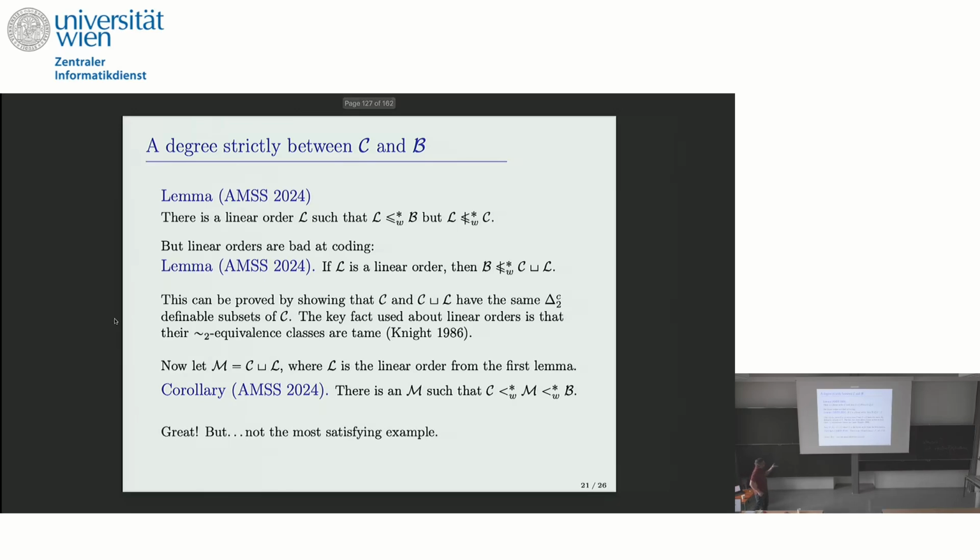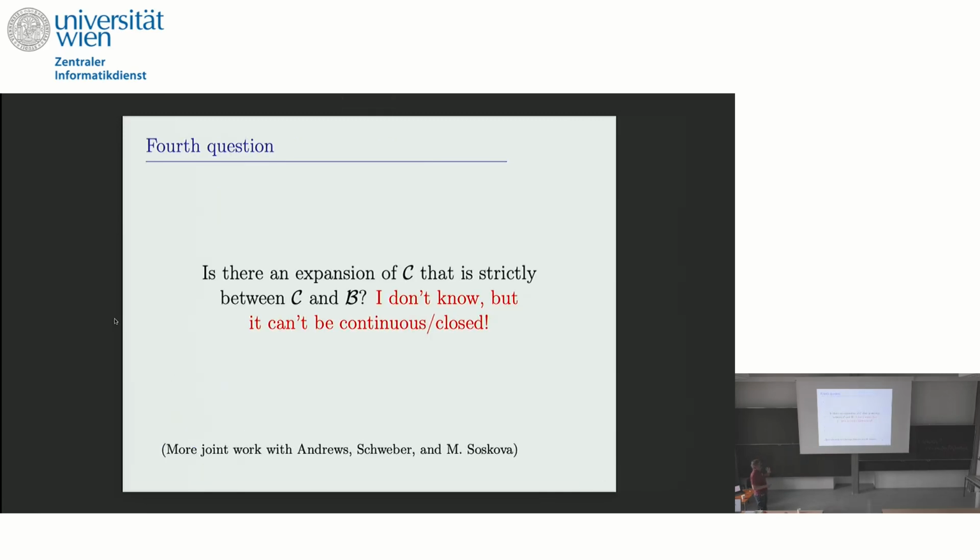So what do I want? I want some nice expansion of Cantor space that gives me something between Cantor space and Baire space. And I've already told you that that can't be too nice, but let's see what we can say. If that linear order stuff was irritating, we're done with it, and now we're going to get into stuff that's actually pretty straightforward. It can't be a continuous or continuous and closed expansion.